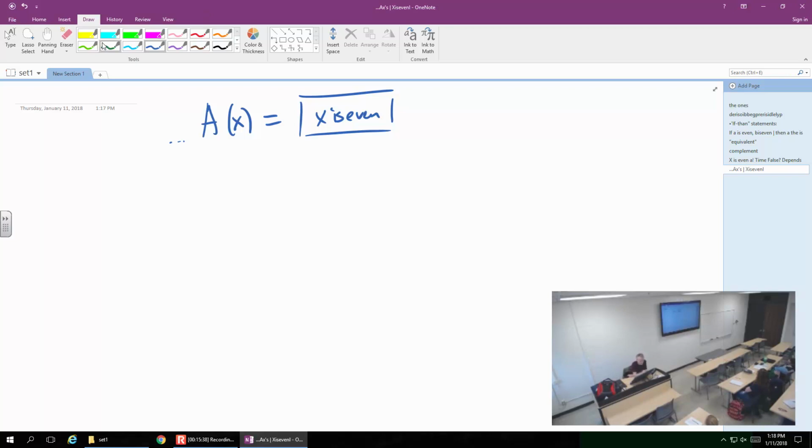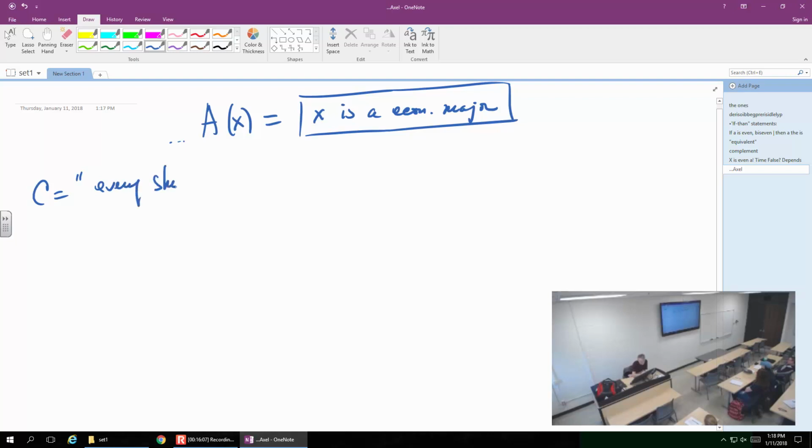Let me actually pick a different statement here. So let's do what we did before. X is an economics major. So in other words, we're talking about students. So let's remember what we talked about. That statement's also from Monday. The statement was, let's call it C: every student in this room is an economics major.